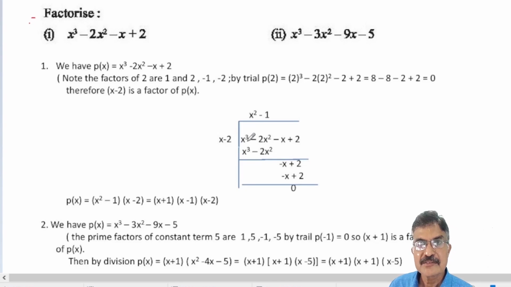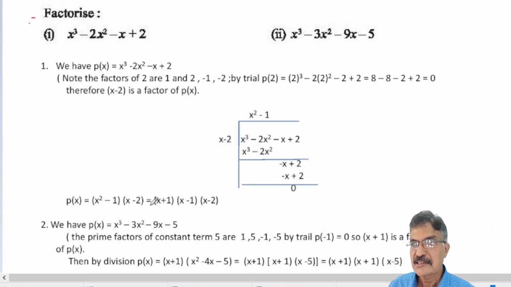Next, what we have to do, it is an easy method to divide this expression with x minus 2. Then we are confident that while we divide this expression with x minus 2, the remainder should be 0. That is, x minus 2 is a factor of this expression. So we divide x cube minus 2x square minus x plus 2 with x minus 2. I have already told you how to divide a polynomial with another polynomial, a linear polynomial. Then you will get the quotient as x square minus 1. Remainder should be 0. Then p(x) is equal to x square minus 1 into x minus 2.